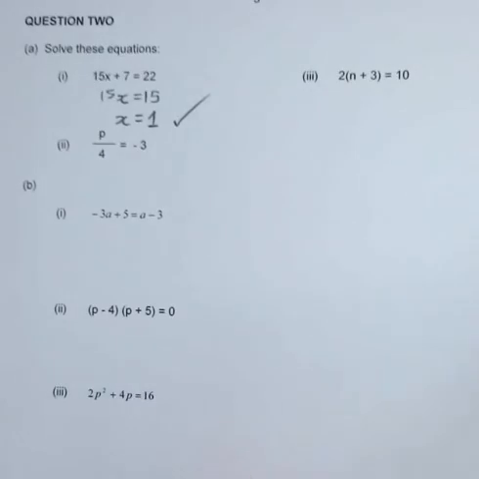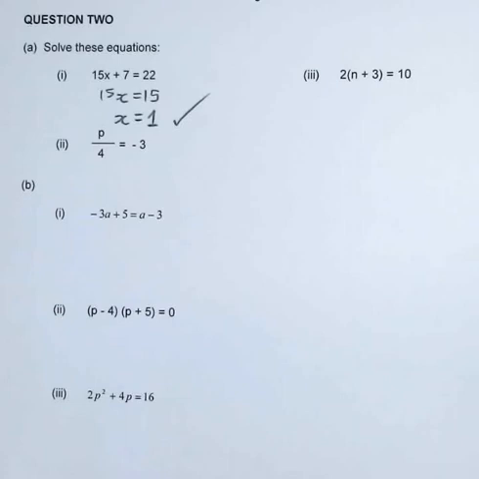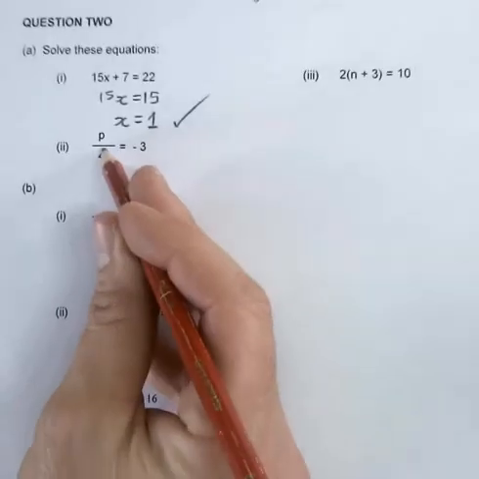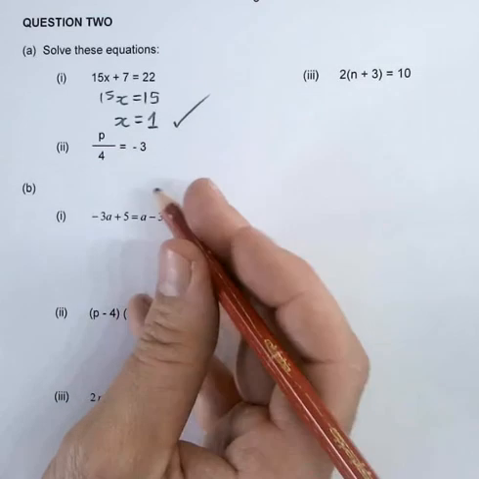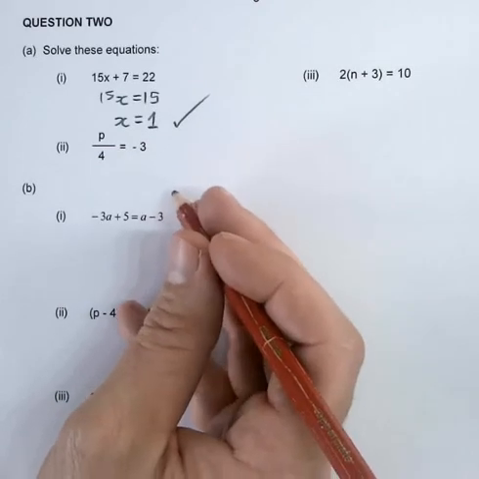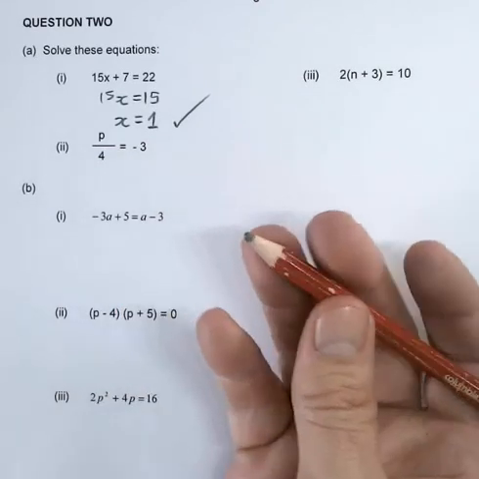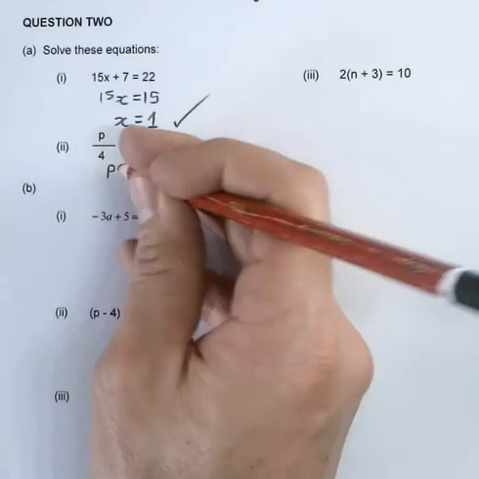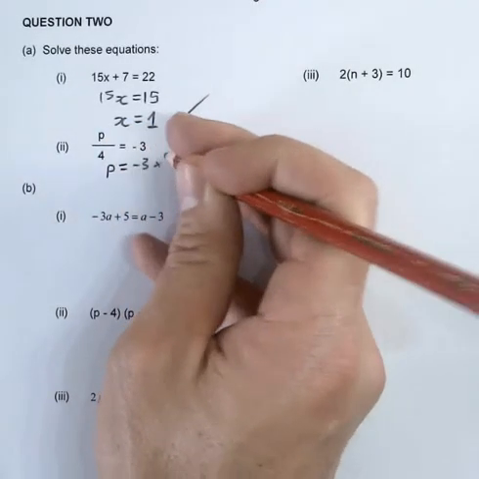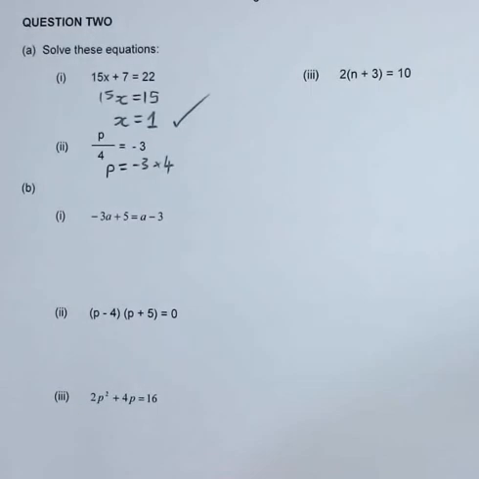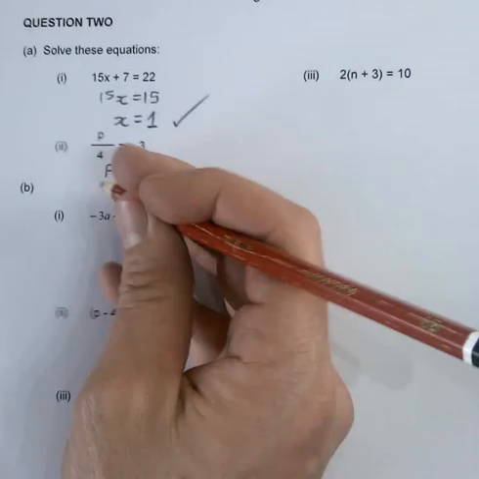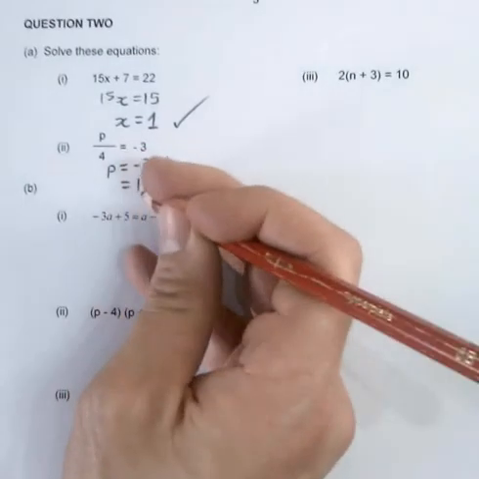Okay, part 2 down here. This is easier actually, as long as you realize that p over 4 meant dividing by 4. And when you're solving equations, you're going to do the opposite of dividing, which is to times, right? So p is going to be equal to negative 3 times 4. And you wouldn't have to write this step. If you just went negative 3 times 4 in your head and wrote p equals negative 12, that would be fine.